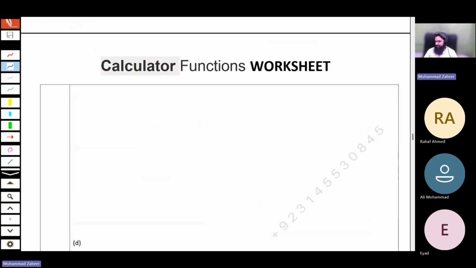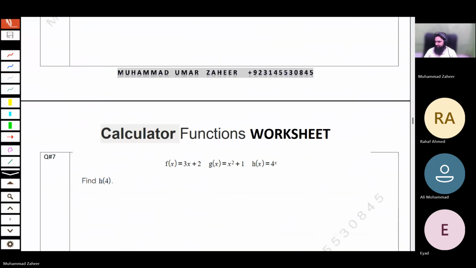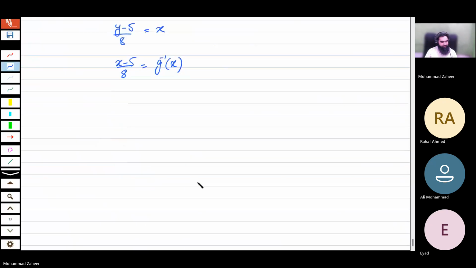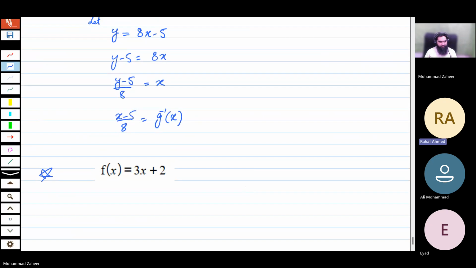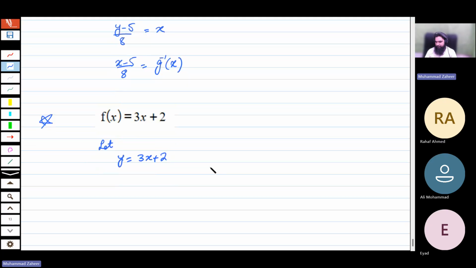We are finding f inverse of x. Let's write that function. Yes, Hafi, what will be the first step? Okay, first we're going to replace f of x with y. So y is equal to 3x plus 2. All right, next, make x the subject of the formula.